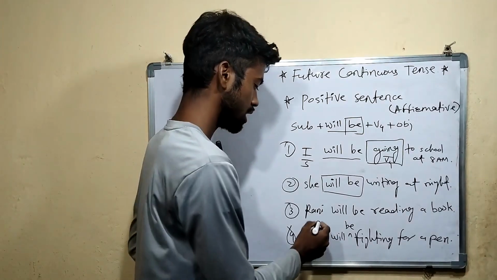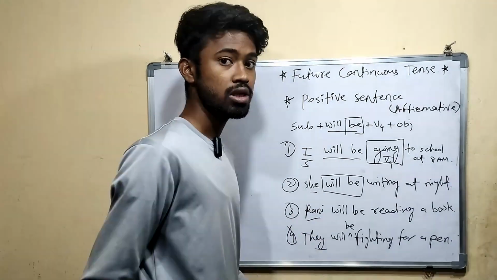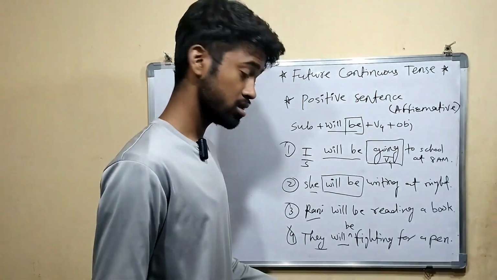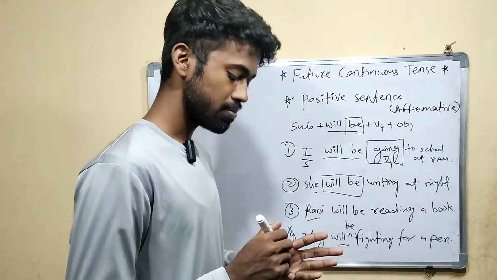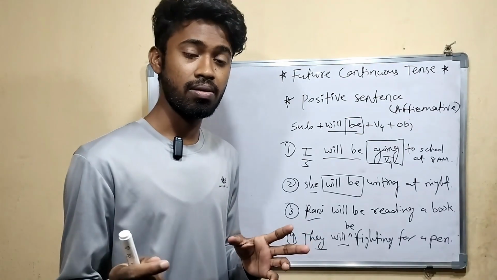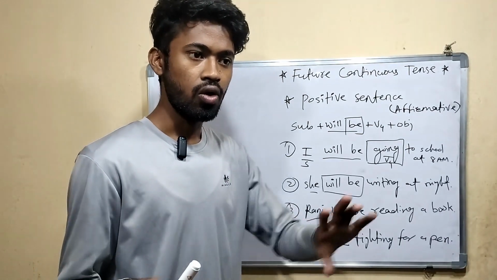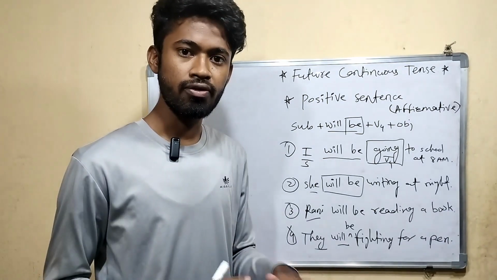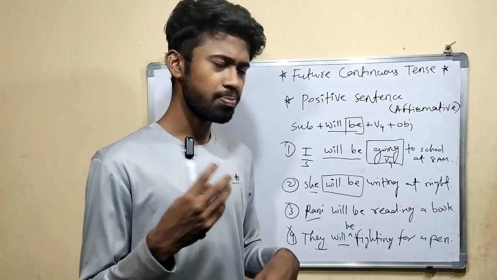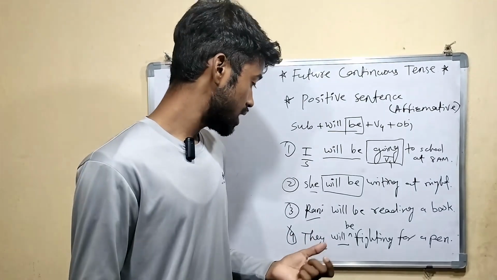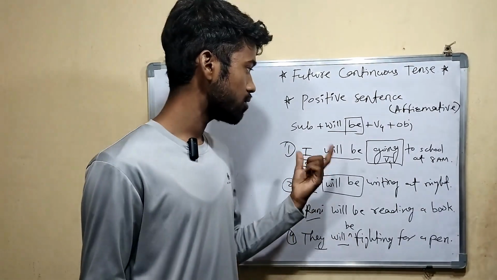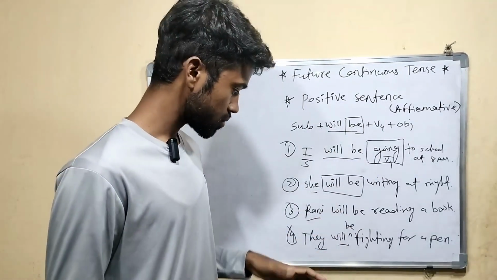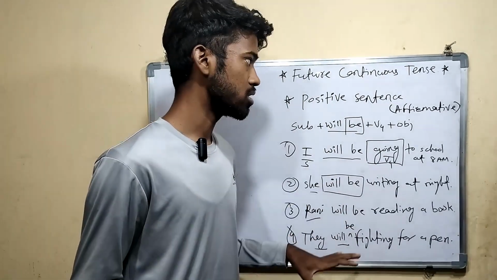Now see here. This is a singular subject, right? And here this is a plural subject. Even for the plural subject, we are using the will be helping verb. So this is the thing you have to remember. In simple present tense, for singular we are using a different helping verb, and for plural we are using a different helping verb. So if you practice, you will get it. Here there is no need of that, because here only one helping verb is there. That is will be for all the subjects. So this is all about positive sentences.